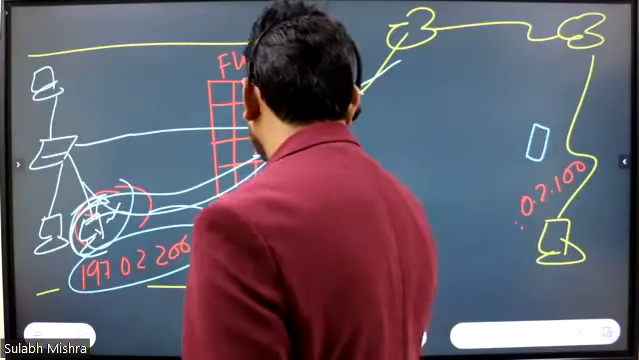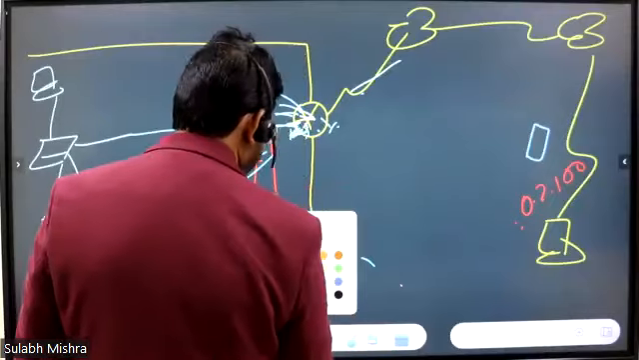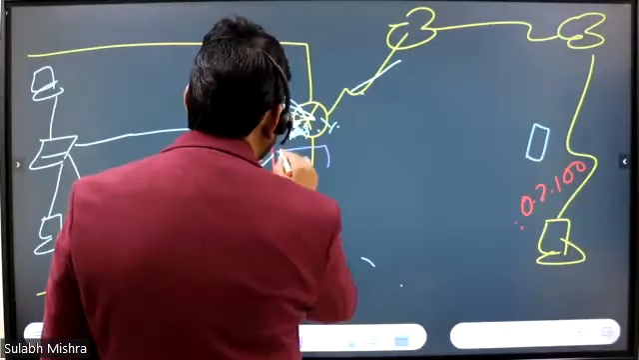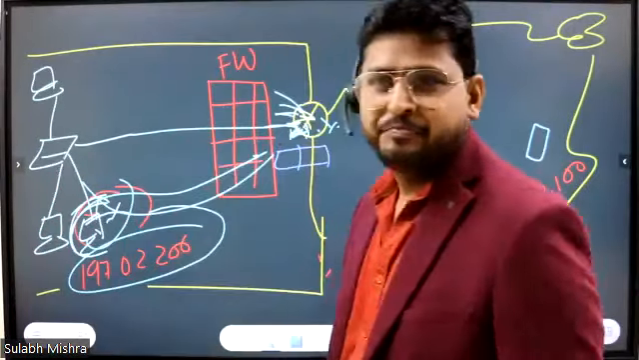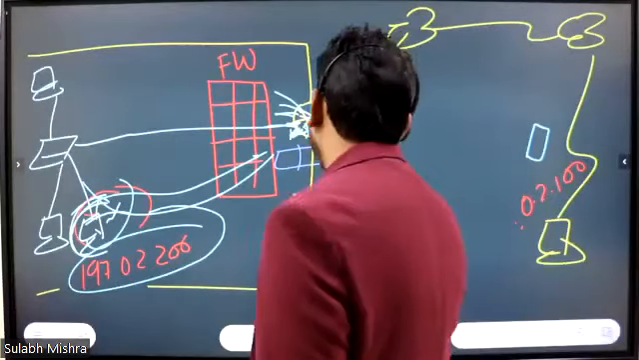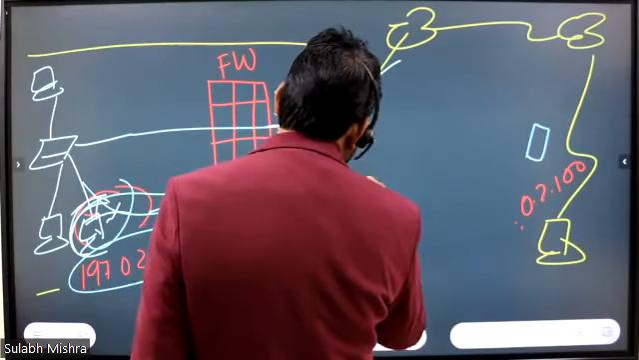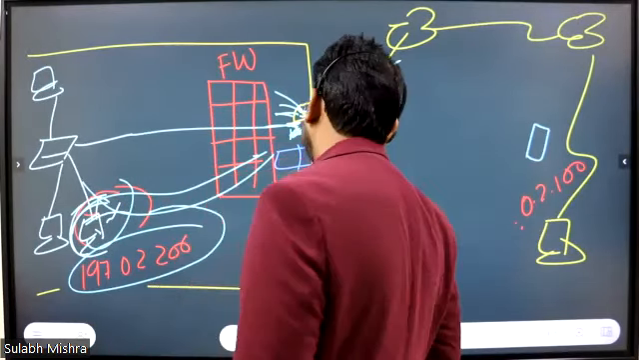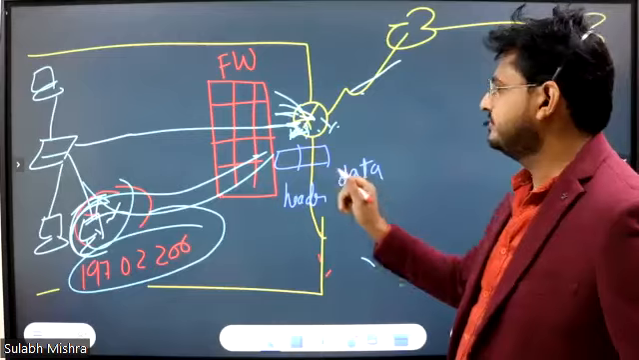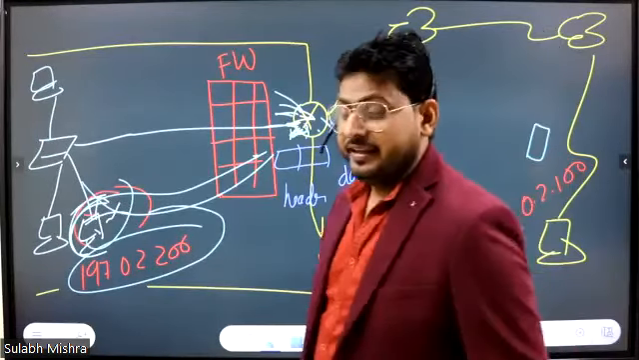After the router, it will hit the firewall. Right, it will hit the firewall. Now the firewall will be able to open which part, both parts or any one part? What do you think? Header part. Header part.